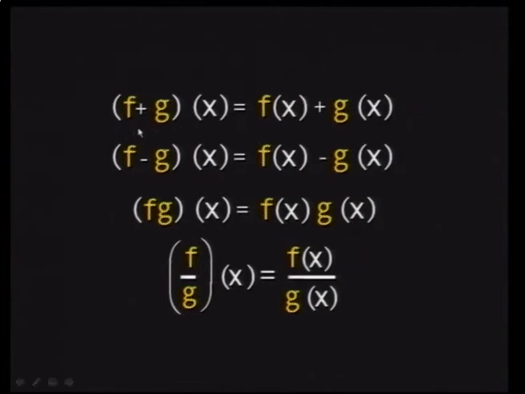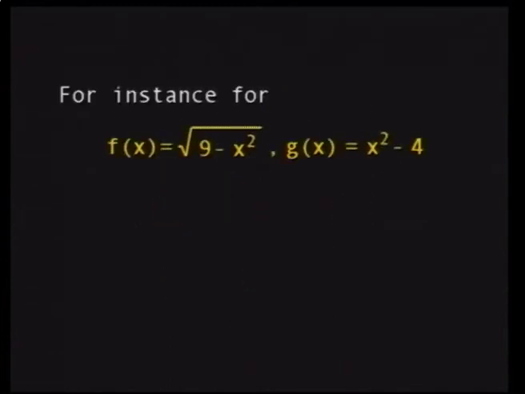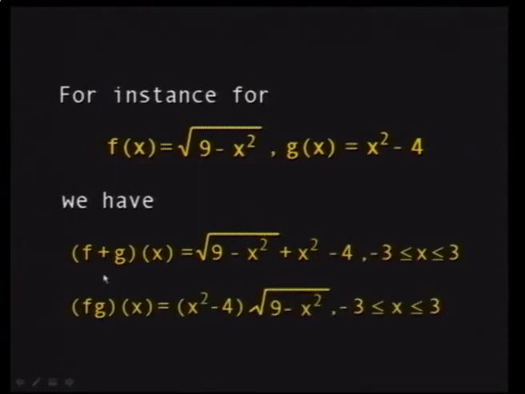For example, you have f plus g, and you know the domain of f and the domain of g. Since here you request x to be fed into f plus g together, the domain of this sum is equal to the intersection of both domains. So, for example, you may take f of x equal to the square root of 9 minus x squared, and g of x equal to x squared minus 4. And you want to add them up. If you add them up, you get this. And the domain is what? The intersection of both domains.